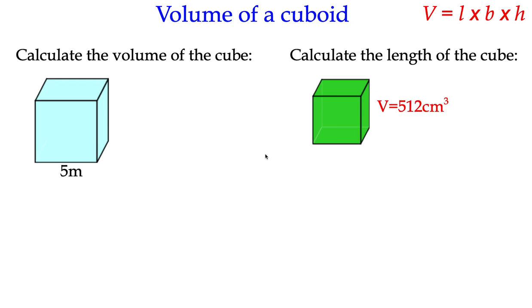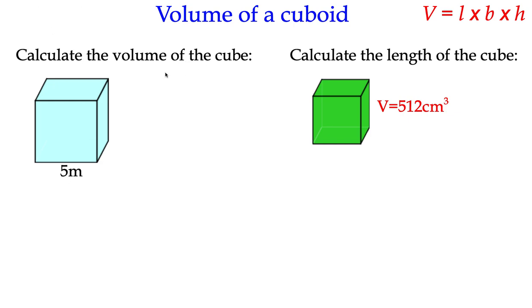Hi, welcome to this lesson on volume of cuboids and cubes. We had a look at the formula in the last lesson about the volume of cuboids, which I've got in the top corner. The volume is the length multiplied by the breadth multiplied by the height. And we can apply that to cubes as well, because a cube is simply a special cuboid where all the length, breadth and height are the same. So it's part of the cuboid family. So we could still use the same formula.